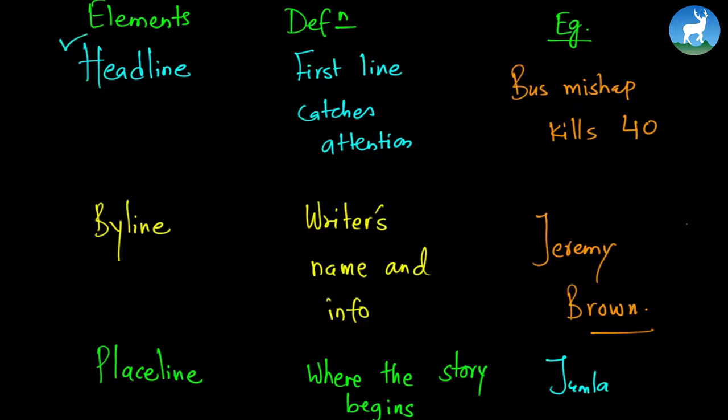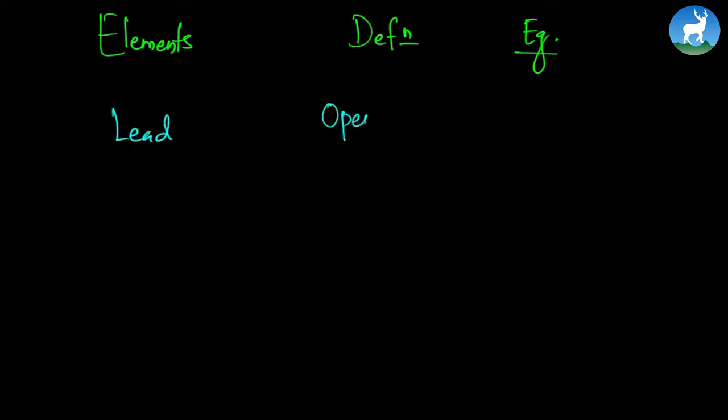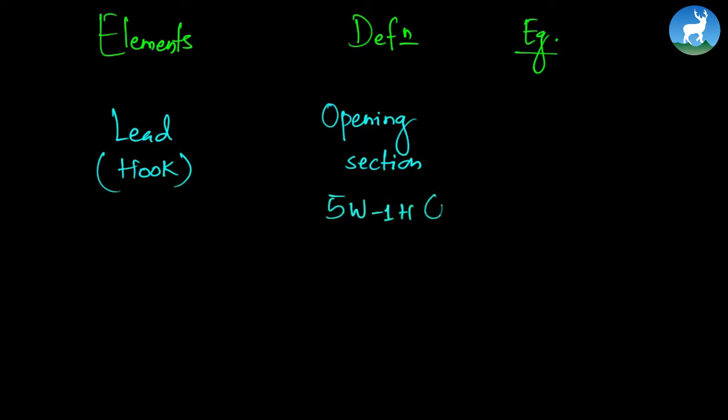Let's summarize. Let's go on summarizing, starting from elements, then definition, and some examples if examples are necessary. So after that we have the lead. What is the lead? Lead is the opening section. It is also called the first line, and sometimes it is also called the hook because it literally hooks you to the paragraph. Most of the 5W 1H questions are answered in this section, and it should give the most important information first.